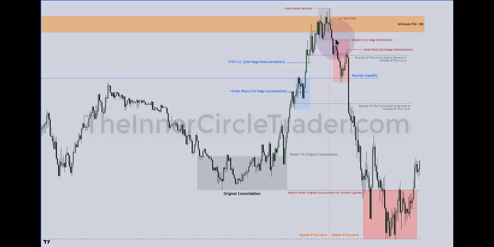So you want to wait for the smart money reversal. You want to see a low risk short. Does it show a willingness to want to run away? Wonderful. That's tape reading. Now you have a fair value gap and you have a breaker. Trades up into it, go short. That's your first stage distribution.